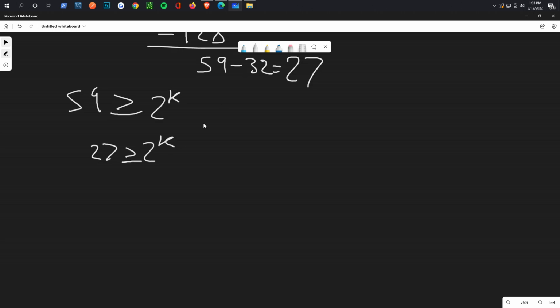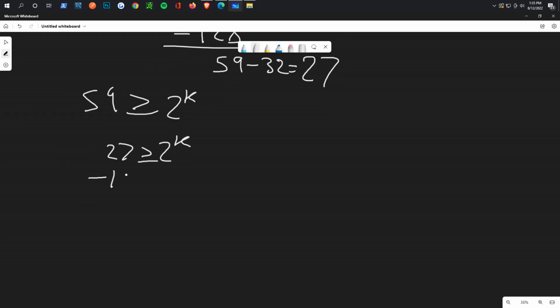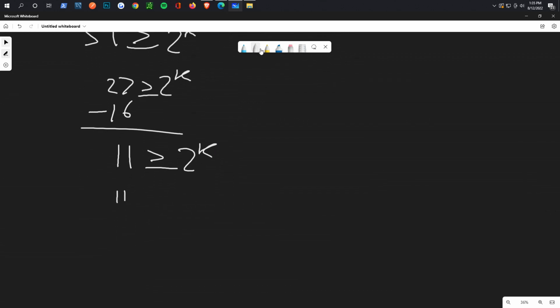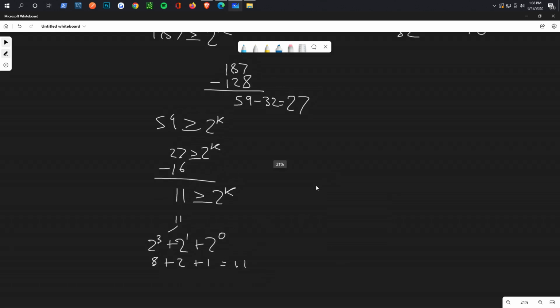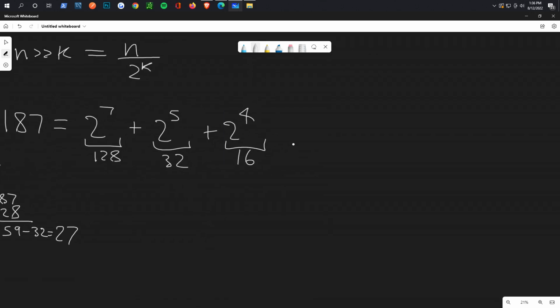And we're going to keep going. So now at this point we can break down 11. I'll just speed it up a little. We can break this down into 2 to the 3 plus 2 to the 1 plus 2 to the 0, so this is 8 plus 2 plus 1, which equals 11. So we'll just write that, plus 2 to the 3 plus 2 to the 1 plus 2 to the 0.